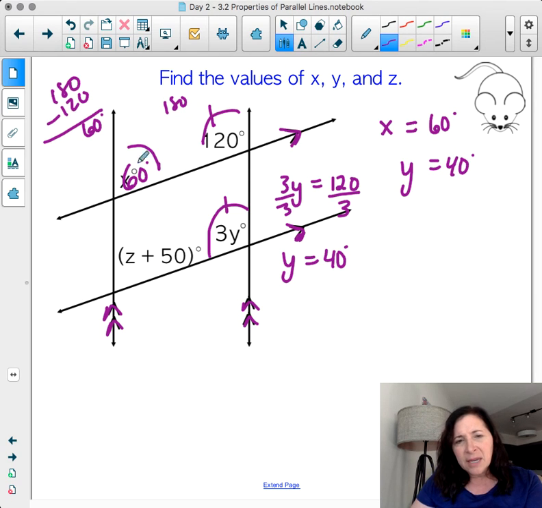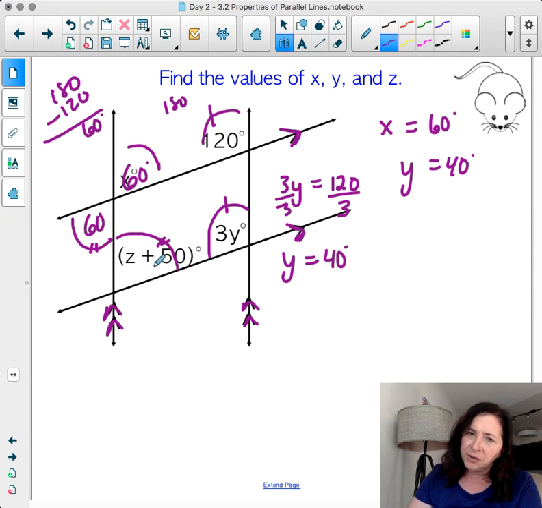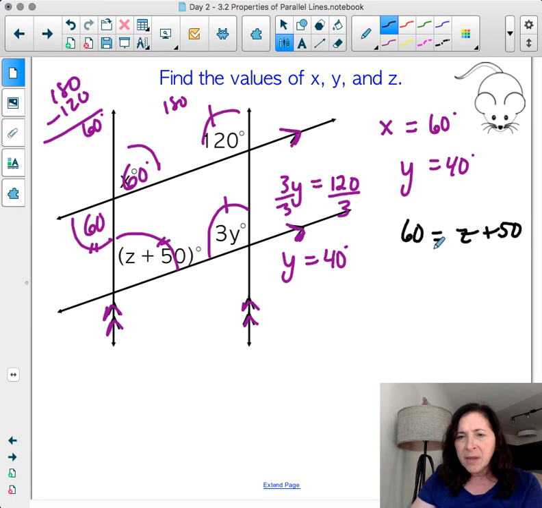And lastly, I know that's also 60 because these are vertical angles. And then I know that this angle here has to be equal to this angle here because those are alternate interior angles. So I can also say that 60 degrees is equal to z plus 50, subtract 50 degrees from both sides, and that's going to give me z is equal to 10 degrees. And box that up.